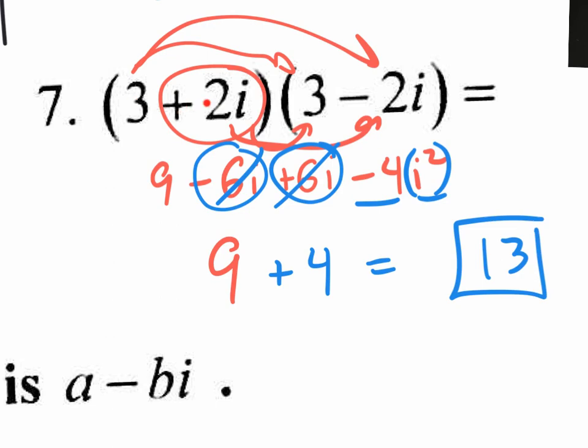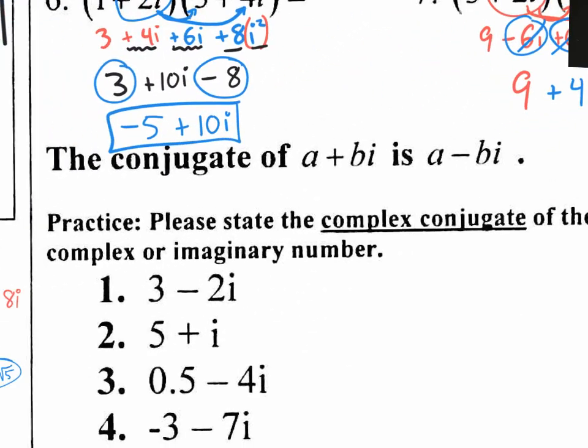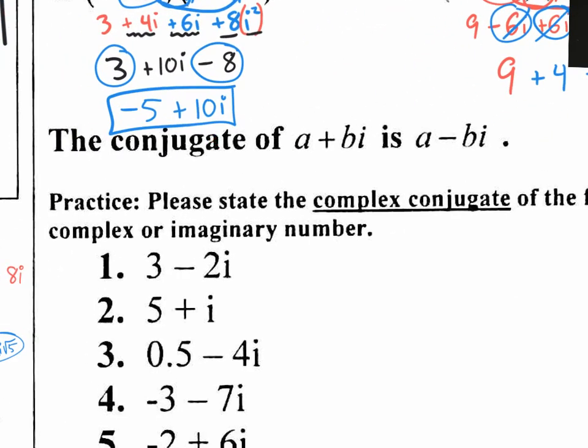Now let me ask you this. What do you notice about this binomial and this binomial? They're the same thing, but one has a positive 2i, one has a negative 2i. Okay, now this is what we call a complex conjugate. When you have a binomial and you change that middle sign, that would be the conjugate, all right? And that's actually a vocab word that we need to know. That's what it says right here. The conjugate of a plus bi is a minus bi. Now, why am I giving you this vocab word? Because the complex conjugate is very important when you want to get rid of imaginaries in the denominator.